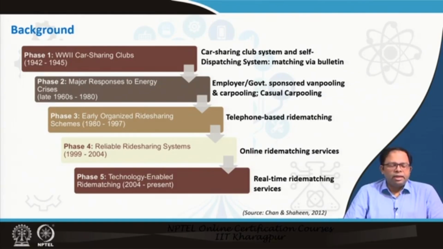So, then finally the basic form of formal ride sharing started during the 1980s, and through 1997 we see this form where organized ride sharing schemes with telephone based ride matching were started. So, this kind of system was formally introduced. Then after 1999 we have online ride matching services. It could be like a taxi service, or it could be some other form of ride matching services which actually started. And then finally the format of ride sharing that we are more aware of right now actually started after 2004, and these are called technology enabled ride matching, real-time ride matching services which came in different forms, of course, and this started during 2004 onwards.